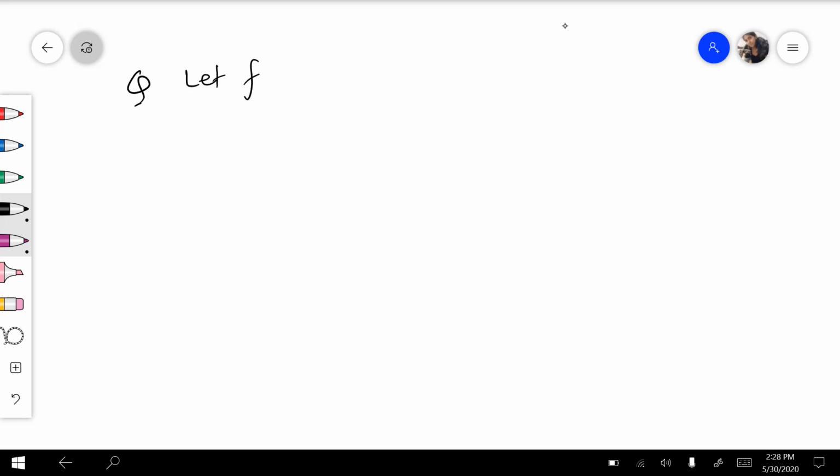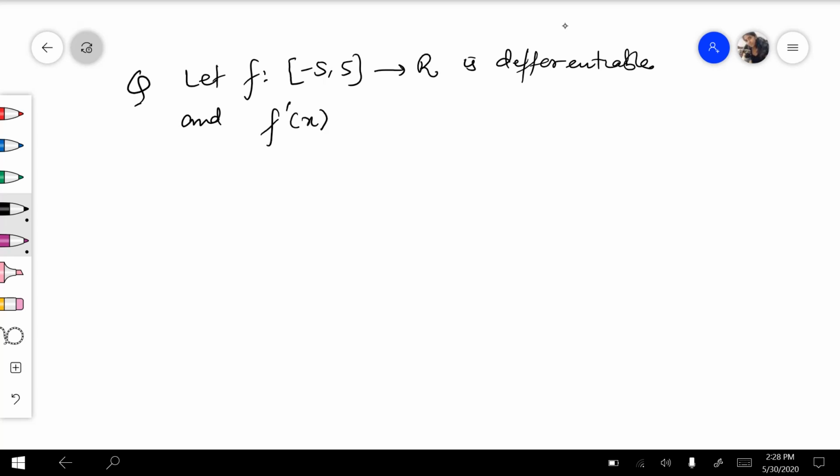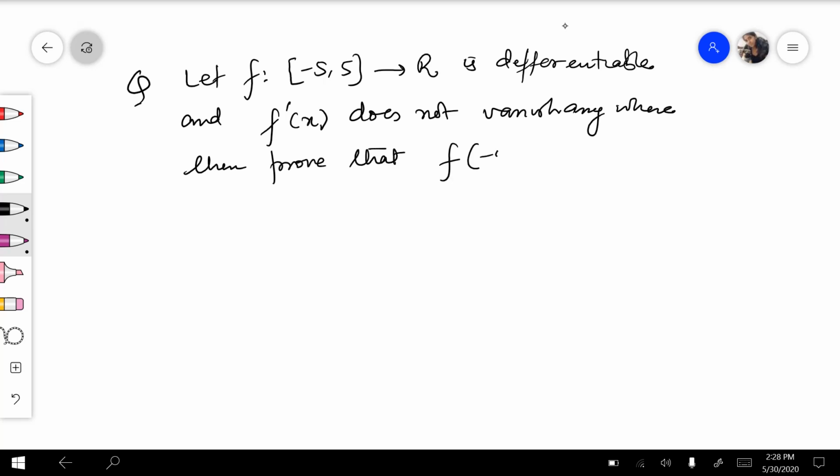Let f be a function from closed interval -5 to 5 to set of real numbers, differentiable, and f dash x does not vanish anywhere, then prove that f of -5 is not equal to f of 5.